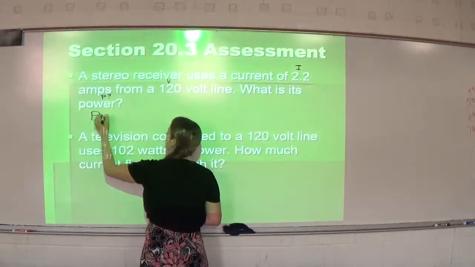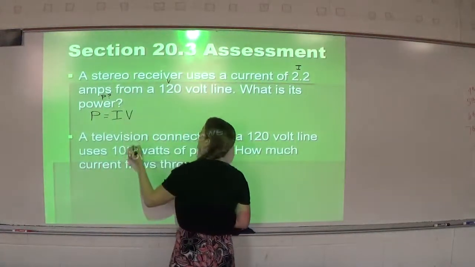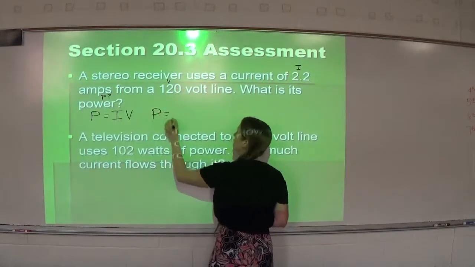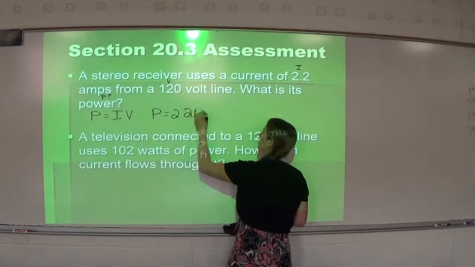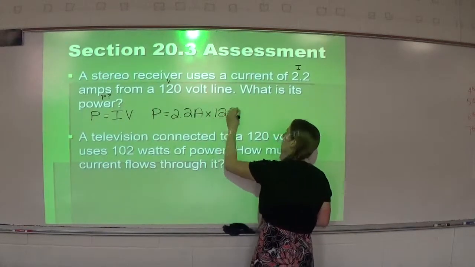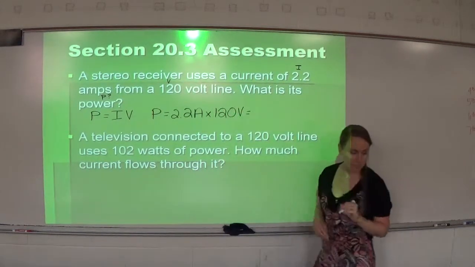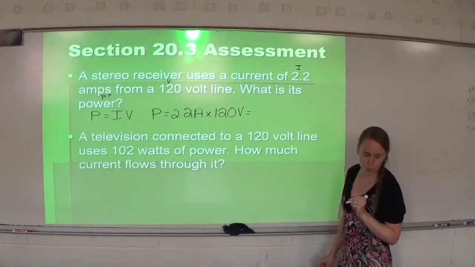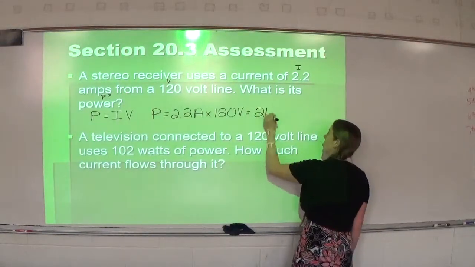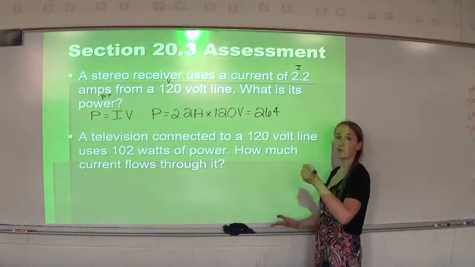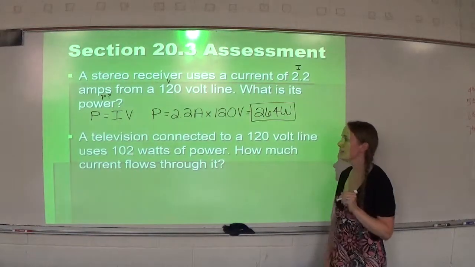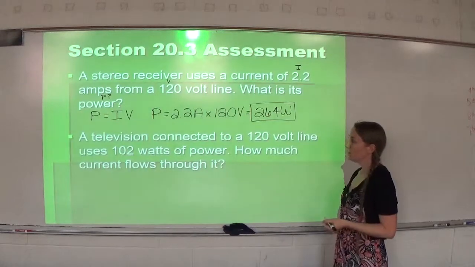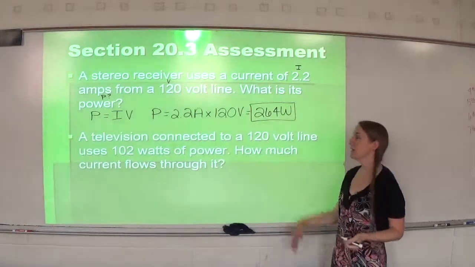So P equals I times V. Since we're solving for P, I don't have to rearrange, I just plug in. So my I is 2.2 amps. My V is 120 volts. And so once I multiply, I got 264. And our unit for power, of course, is watts. All right, so hopefully you got that one right. Okay, again, pause it, try this one, and then we'll look at it together.